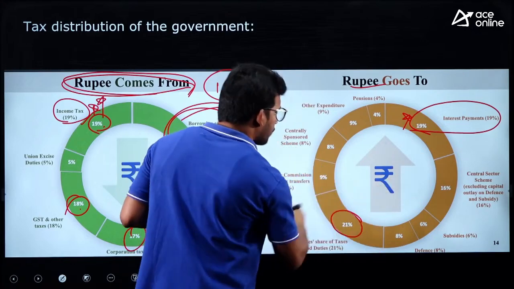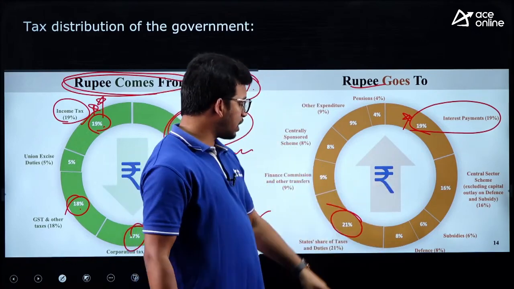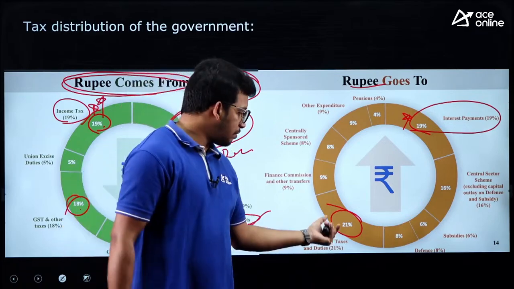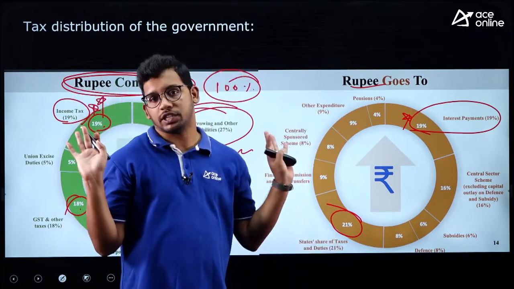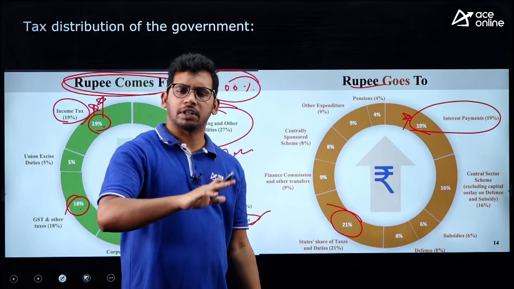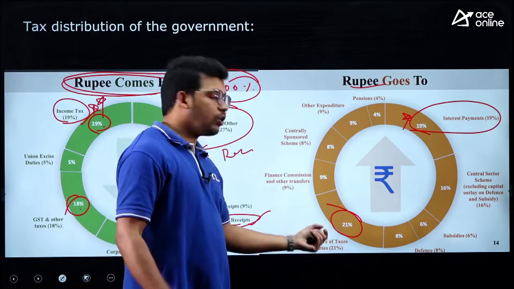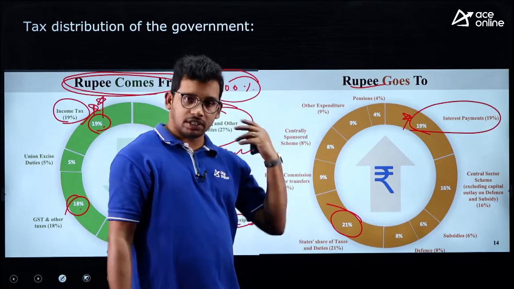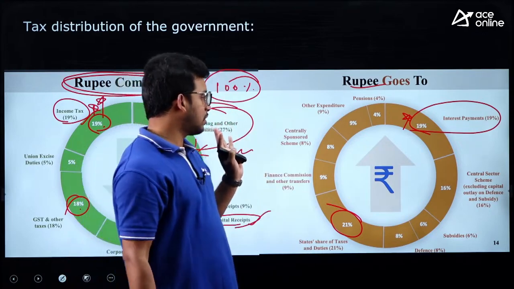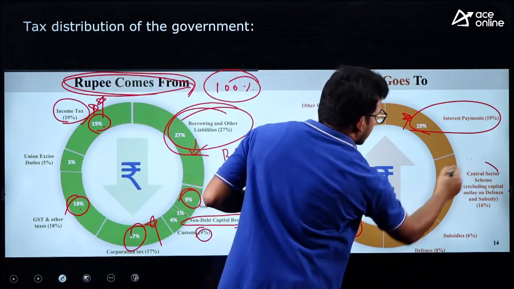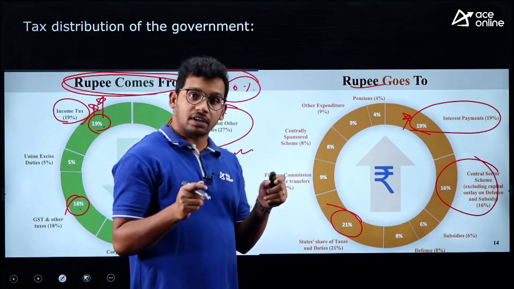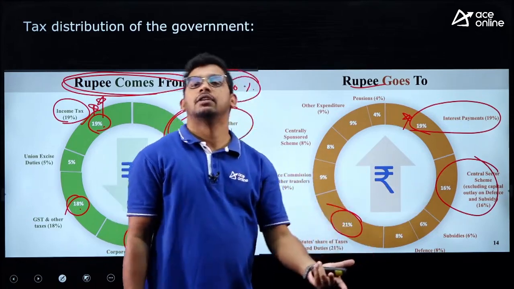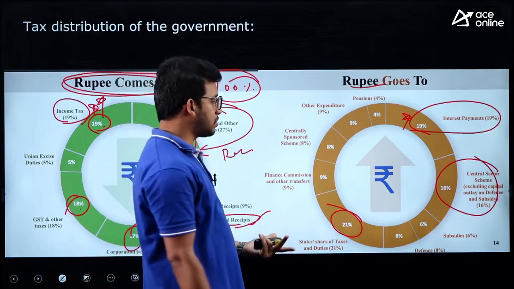Then 21% to the state share of taxes and duties. Whatever central government is collecting, the income tax and all, 21% is given to all the states together, Andhra, Telangana, Uttar Pradesh, Bihar, all states together. Out of the total taxes it has collected, they are giving 21% to the states itself, right. Then we have central sector schemes, which are 100% funded by the central government. So 16% is given for the central sector schemes, right.